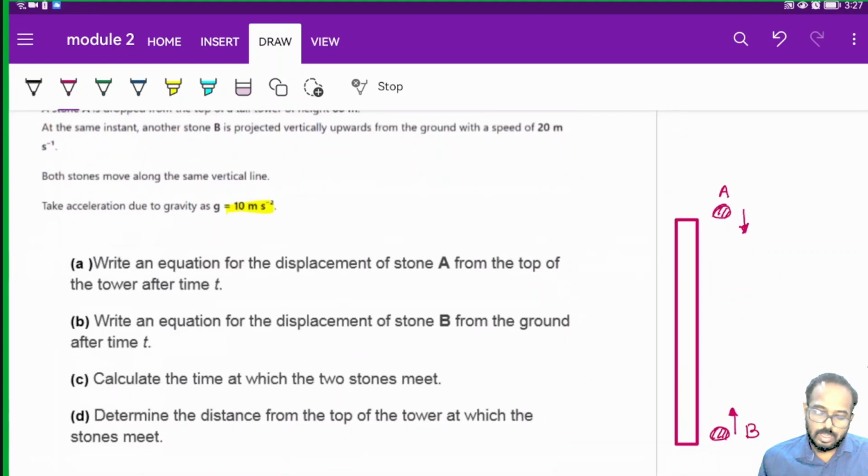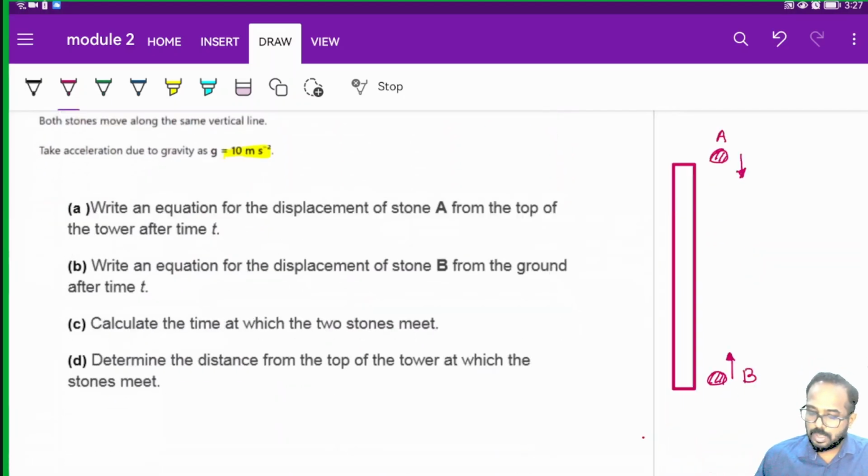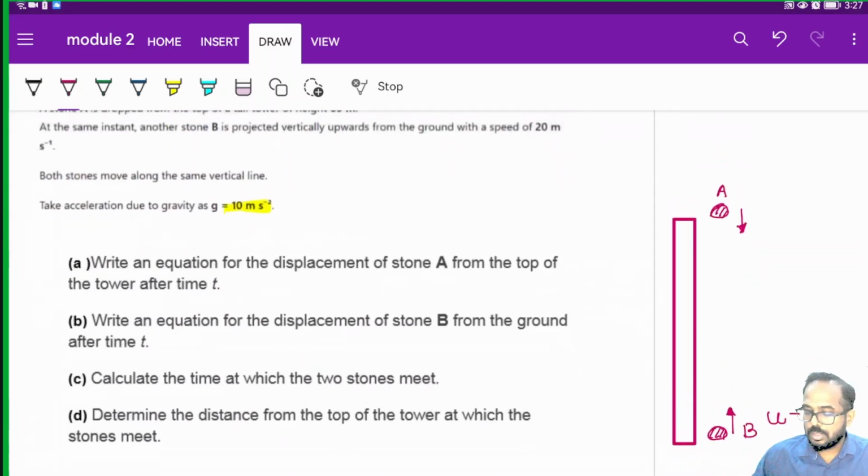And they have given that it is thrown upward with 20 meters per second. So here the initial velocity is 20 meters per second. These are the only data given. Acceleration, you know that it's 9.81, you can take it as 10 for this question. Write an equation for the displacement of stone A from the top of the tower after t time. So that means after t time, where will be the position of the object?